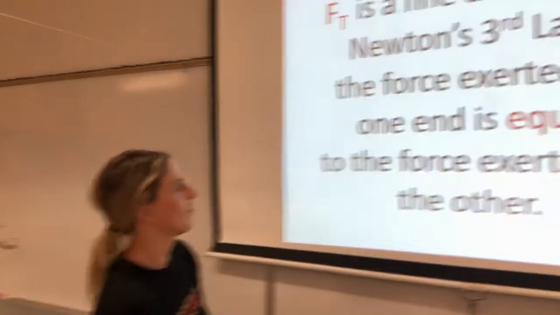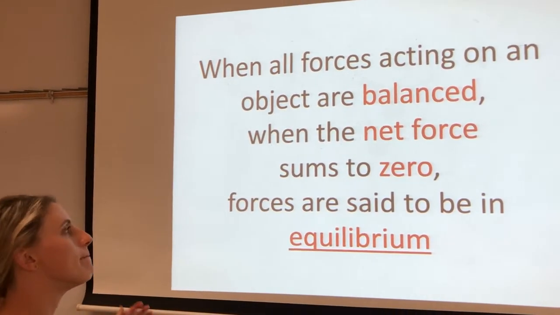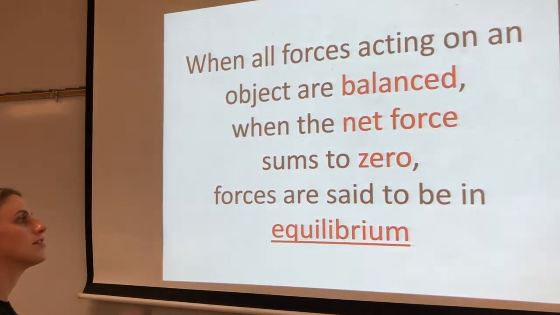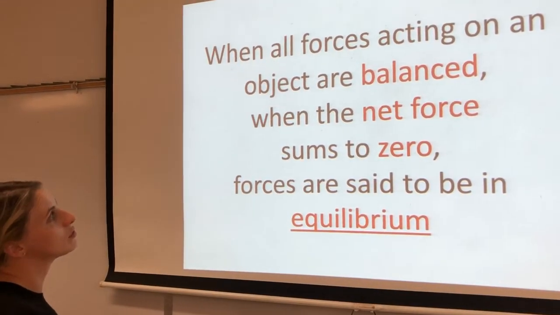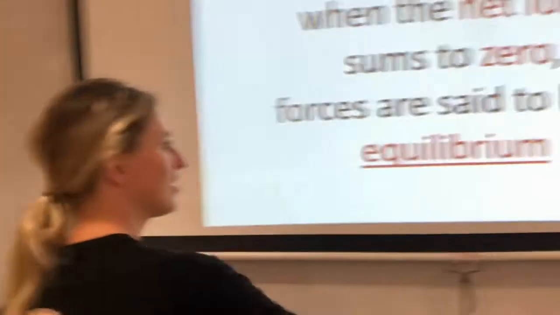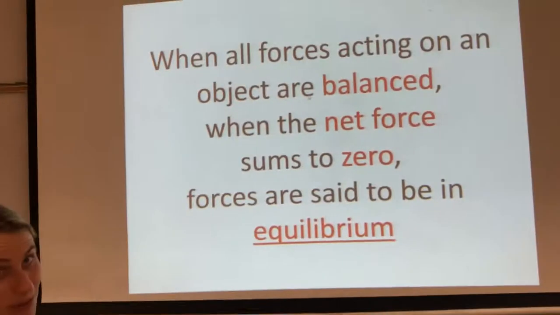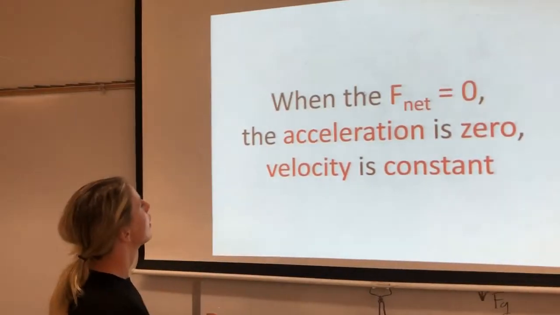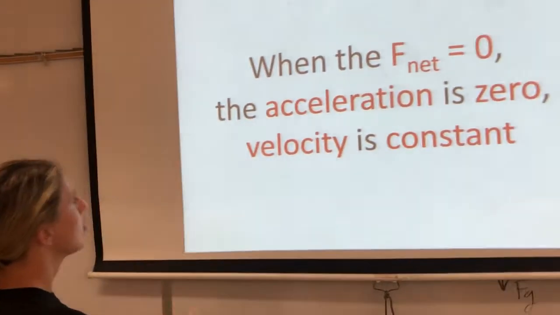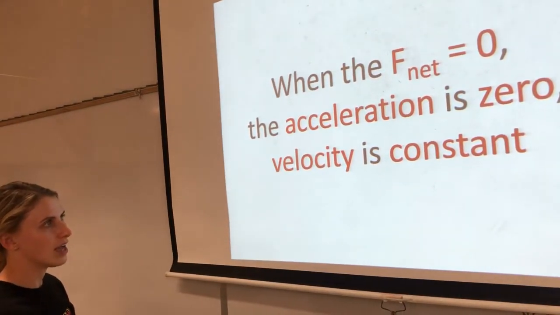When all forces acting on an object are balanced, when the net force sums to 0, forces are said to be in equilibrium. What's the most important part of this word? It's got "equal" in it. Yeah, equal. When the net force equals 0, the acceleration is 0 and the velocity is constant. That makes sense. We knew that already.